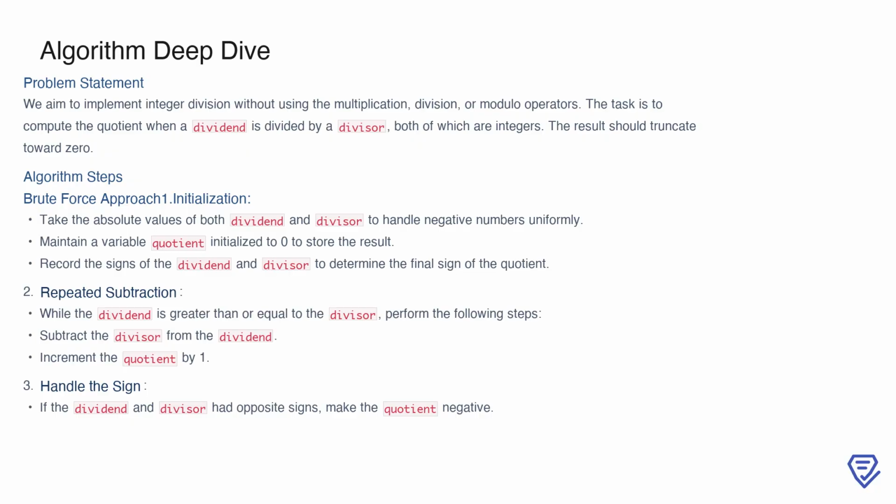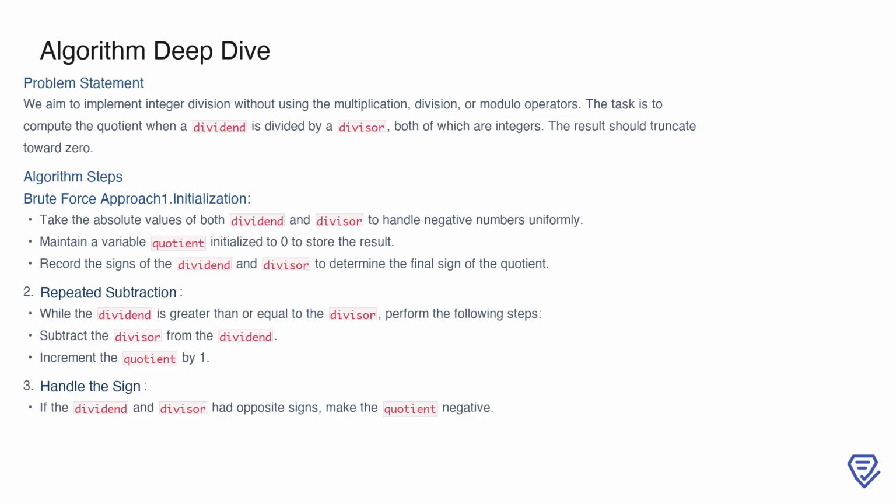To solve this problem, we need to implement integer division without using the multiplication, division, or modulo operators. The goal is to compute the quotient when we divide a given dividend by a divisor, ensuring the result truncates toward zero. First, we initialize by taking the absolute values of both the dividend and divisor to handle any negative numbers uniformly. We also establish a variable called quotient to store the result, which starts at 0. Additionally, we record the signs of the original inputs so we can adjust the final result accordingly.